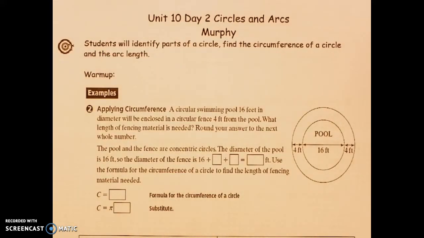Today we are on our circle unit, day 2. Our focus is going to be on what we call an arc length. And I hinted to you with a few questions from last night's assignment. We're going to take it a little step further. We're going to look at the following warm-up, and this one was actually similar to what you did in one of the questions last night as well.